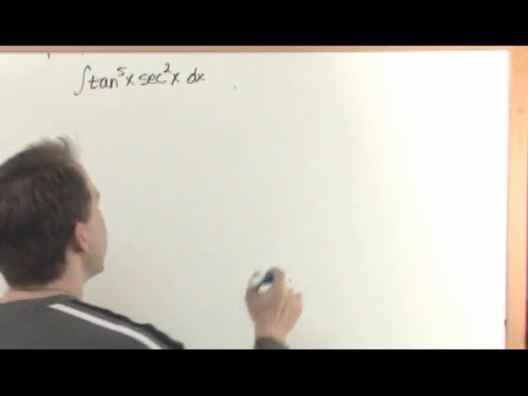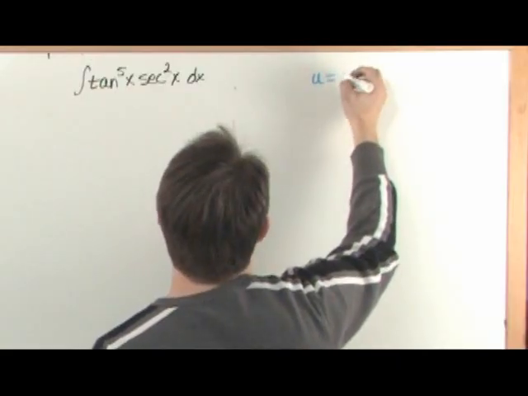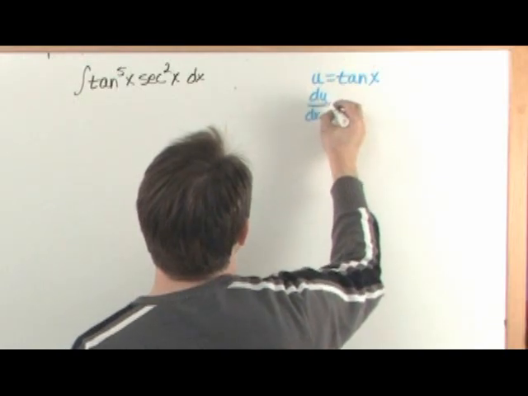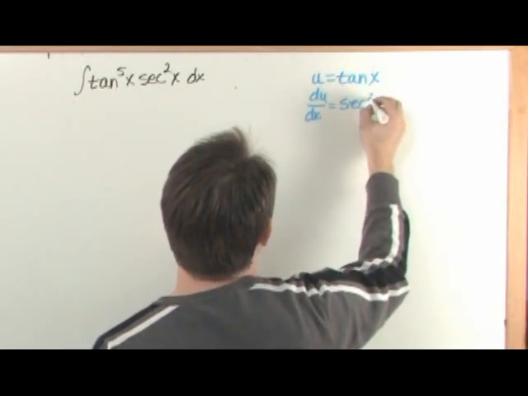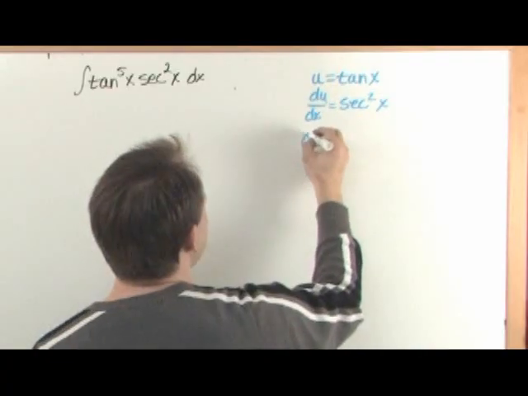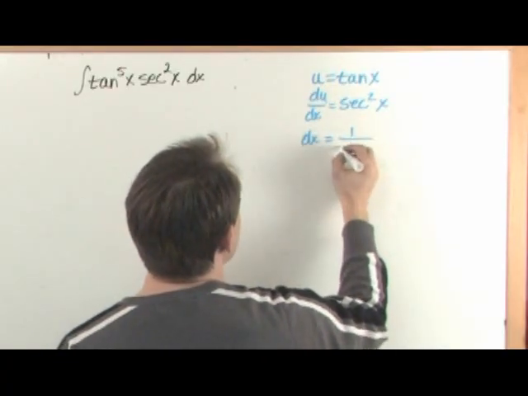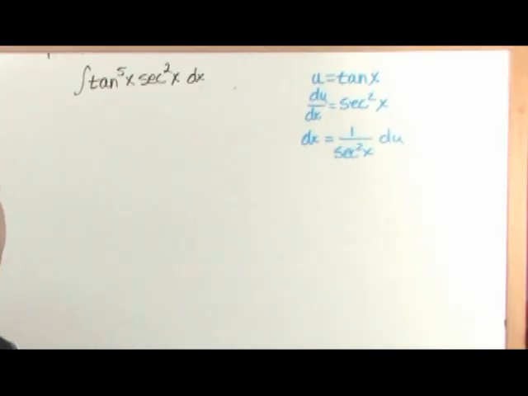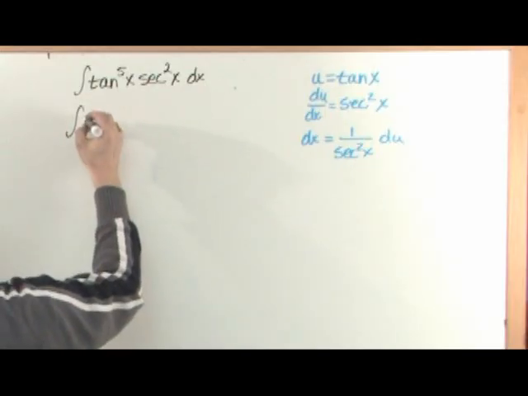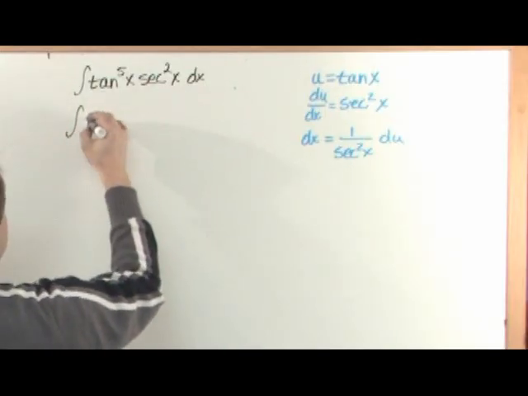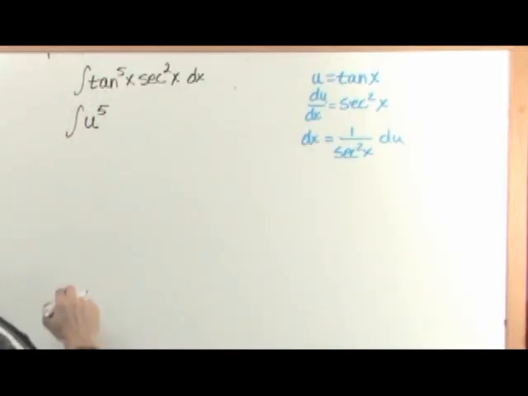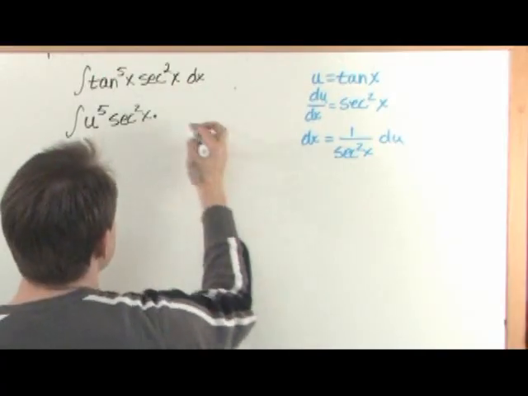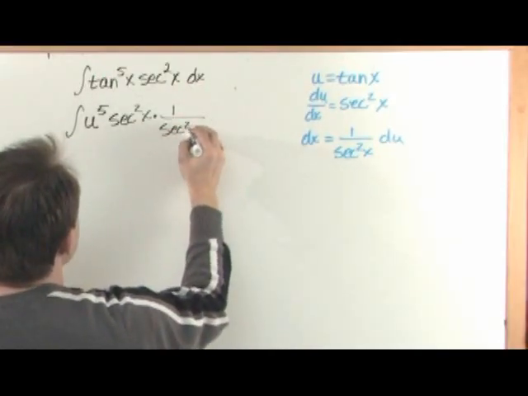So if u is equal to tangent of x, then du dx is equal to the derivative of tangent, which is secant squared of x. Solving for dx, it's going to be 1 over secant squared x du. Just solving for that there. Now let's plug it in and see what happens. The integral of tangent to the 5th power, which is u to the 5th power because that's our substitution, times secant squared of x times dx, but dx is defined as 1 over secant squared of x du.